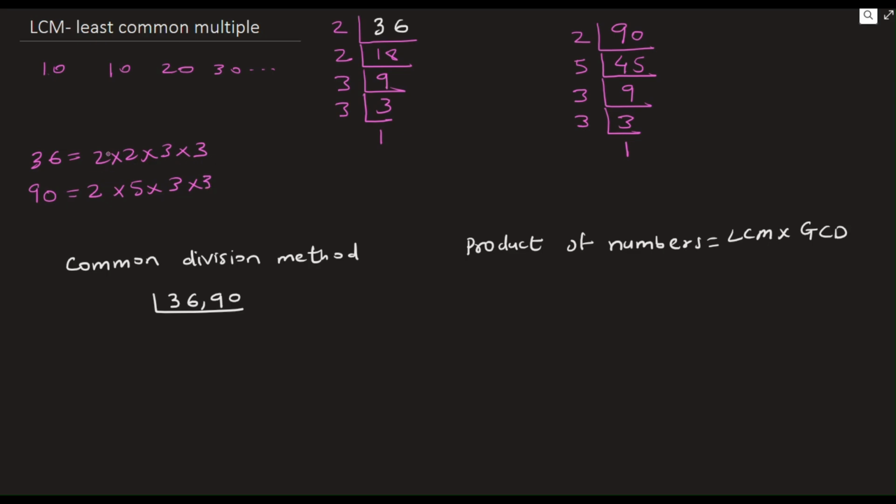Now I have these factors, and I take one factor at a time. They are 2, 3 and 5. And I take the highest power of each of them in both of these prime factorizations collectively. So 2 is occurring 2 times here and once here, so I have 2 times 2. Then 3 is occurring twice here and twice here.